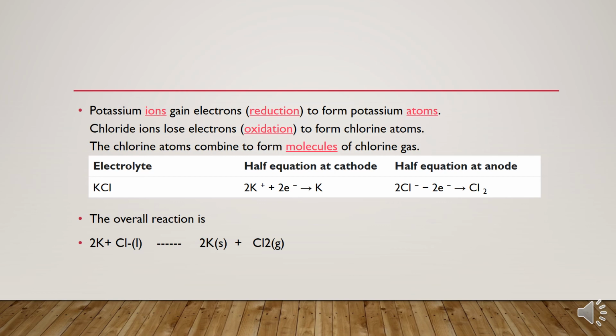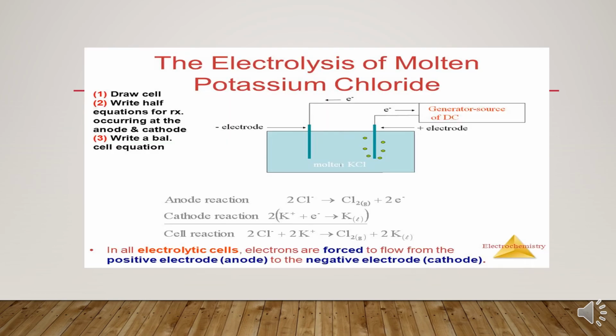Based on this concept, look at this slide. The electrolysis of molten potassium chloride. How to draw the cell? It clearly mentions you want to show two electrodes, the external circuit, and the electrolyte. Second question, write half equations for the reactions occurring at the anode and cathode. You write the anode reaction, that is the half cell reaction, and the cathode reaction. The overall reaction is 2K+ + 2Cl- gives 2K + Cl2.